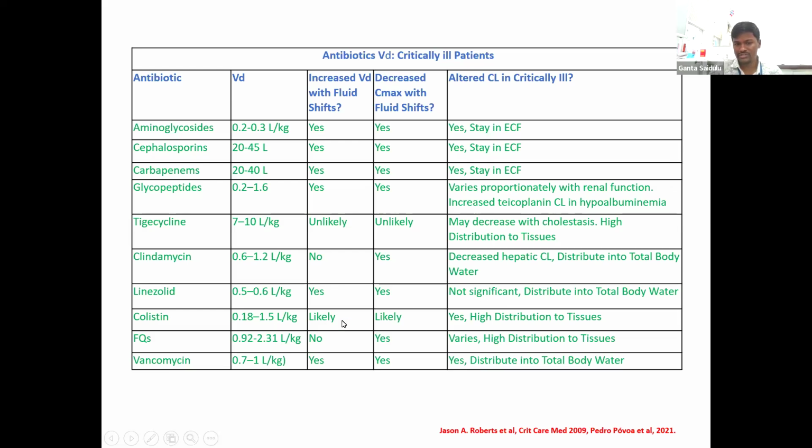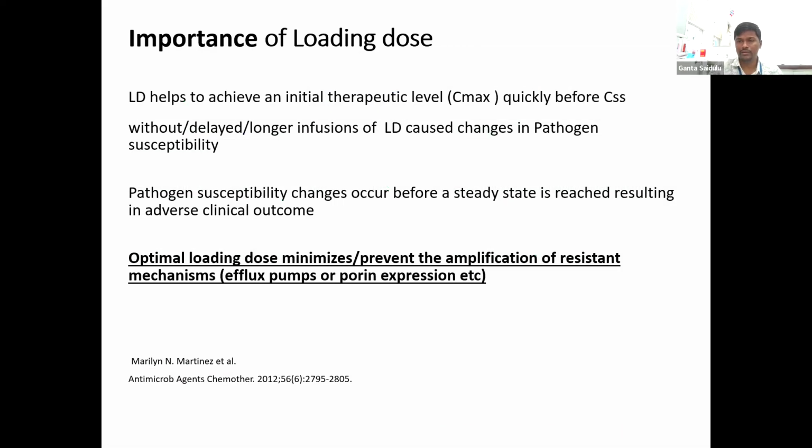And colistin is likely similar, but not sure. So it has a good volume of distribution. And fluoroquinolones, volume of distribution is not influenced by fluid shifts, but the Cmax is changed by the fluid shifts. So they have a good volume of distribution, similar to the volume of distribution of vancomycin. And so this is the background of all the antibiotics that are affected by fluid shifts.